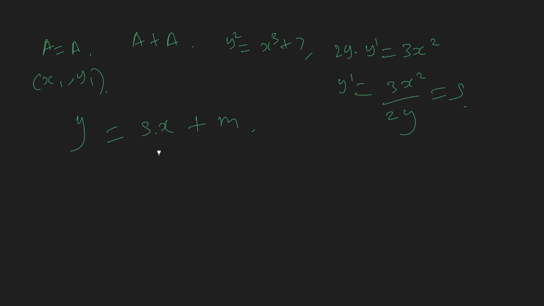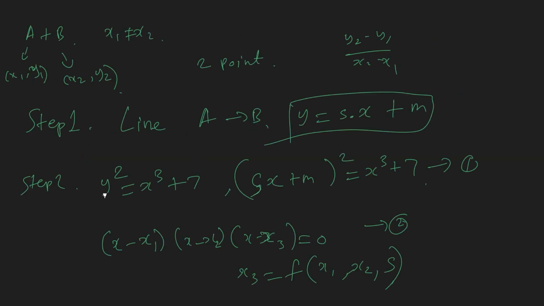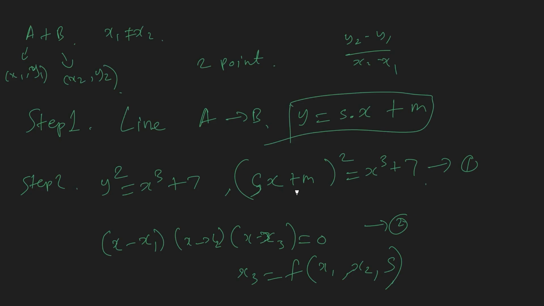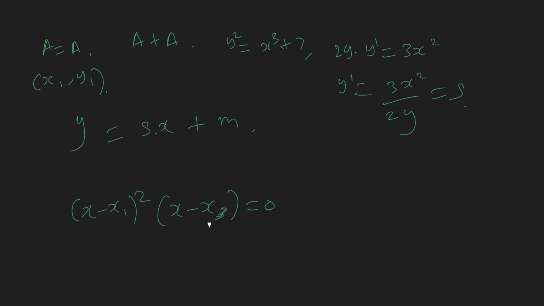Once we have found the equation of the line, again plug in and do step 2, expanding the coefficients. Now in this case, x2 is also x1. That is the only difference; the two points are the same. So in step 2, we have (x - x1) squared multiplied by (x - x3) equal to 0. This will be one equation, and the other is equation 1. You just compare the coefficients and you will get the formula for x3. Apply it here, and you will get the formula for y3. So this is how it works.